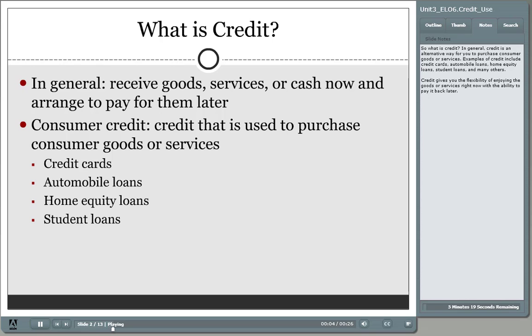In general, credit is an alternative way for you to purchase consumer goods or services. Examples of credit include credit cards, automobile loans, home equity loans, student loans, and many others. Credit gives you the flexibility of enjoying the goods or services right now with the ability to pay it back later.